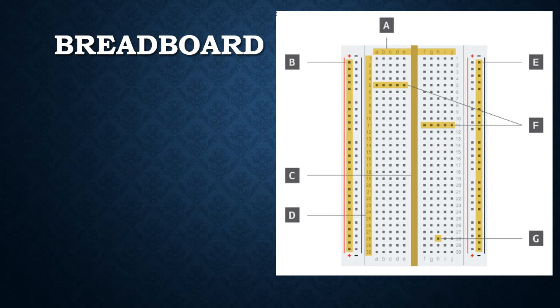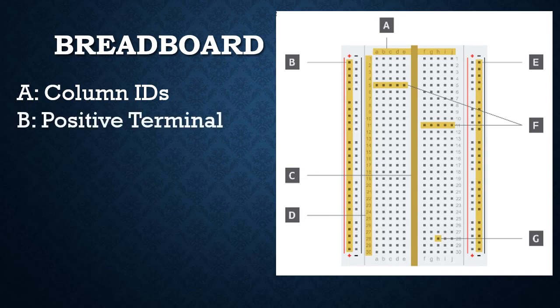So let's look at the different parts. So the part marked A, column IDs, we see that each vertical column in the prototyping area is labeled with a letter. That's helpful when we're trying to describe which column we're talking about. Okay. Then we look at B.